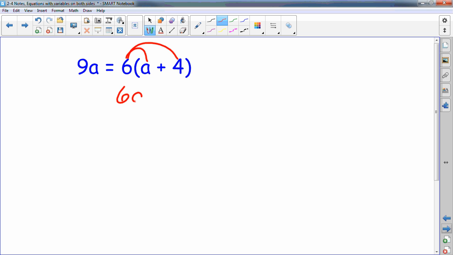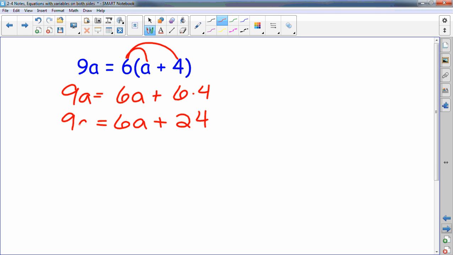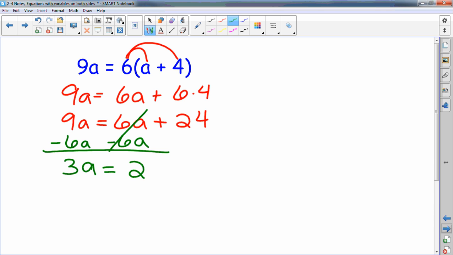So I have 6 times A plus 6 times 4. What is 6 times 4? 24. Now I got rid of all the parentheses, but I have A's on both sides. Take 6A from both sides, not just one side. Take it from both sides. 9 A's minus 6 A's gives me 3 A's. Equals, still 24.